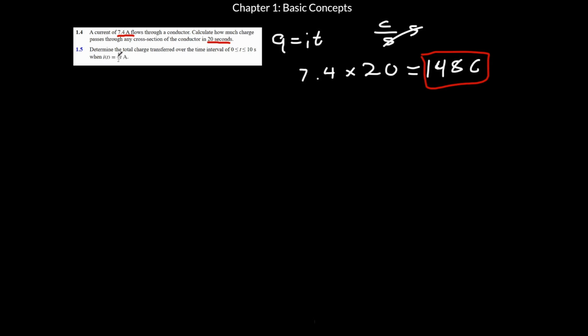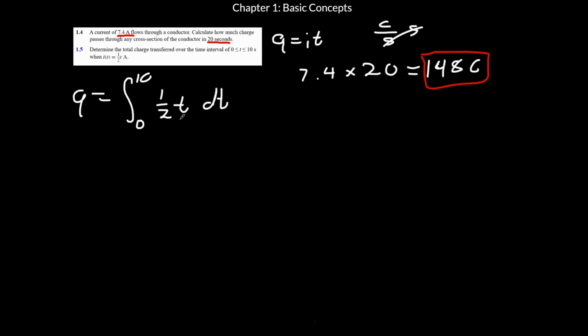Then 1.5 says determine the total charge transfer over the time interval 0 to 10 seconds when I of t is equal to a half t amps. Now we can use the same formula as we were using earlier, where our charge is going to be equal to the integral of this. We actually have a time interval, so we're going to have 0 to 10 of a half t, and that's in amps, but when we integrate this, it's going to be in coulombs. So we have the dt.